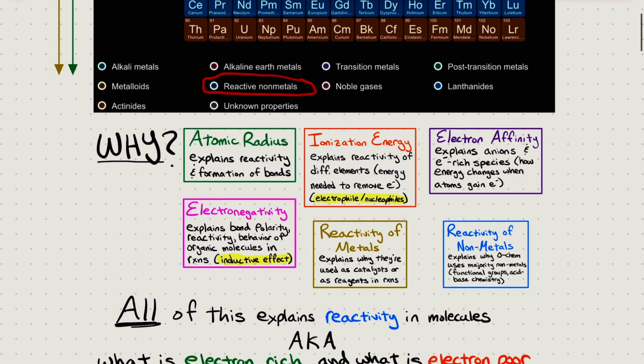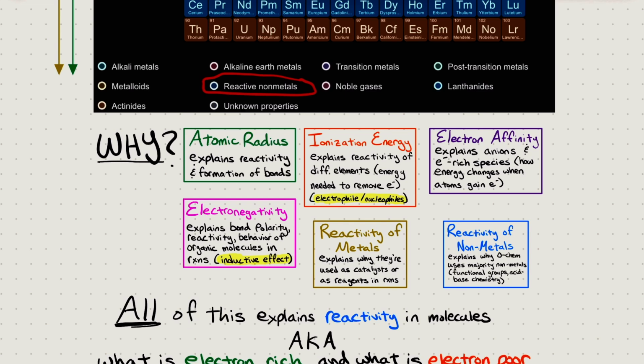All of these are important because they explain the basis of what you go through in OChem 1, which is why these organic molecules react in a certain way, why they behave a certain way, why some have electrons that move from one element to another, why certain anions are very rich in electrons, why metals are used as catalysts in organic reactions, why nonmetals are primarily used in organic chemistry.